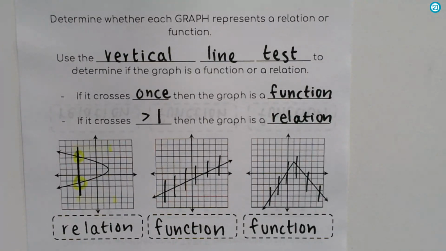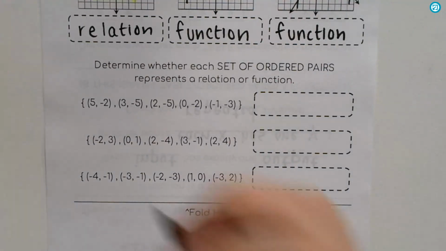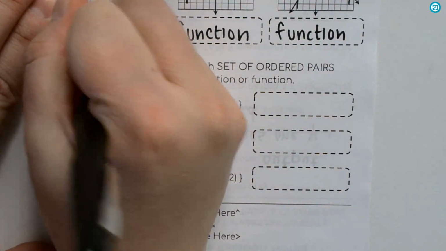Next thing that we're going to do is we're going to look at ordered pairs. This is just a list of ordered pairs. It's the same as if it were in a table. It's just listed out differently. So the first thing is we need to know that in an ordered pair, X comes first.